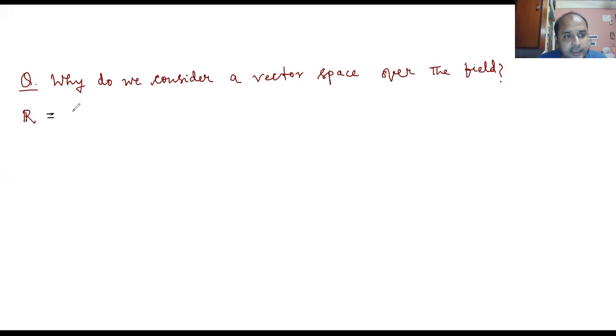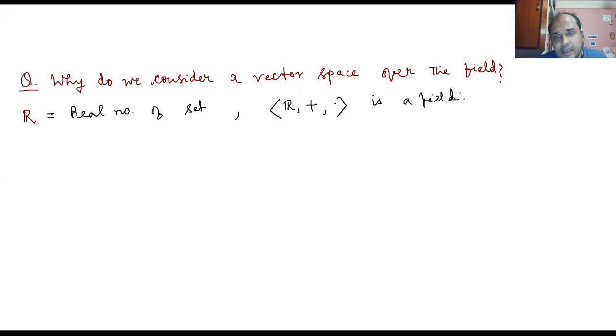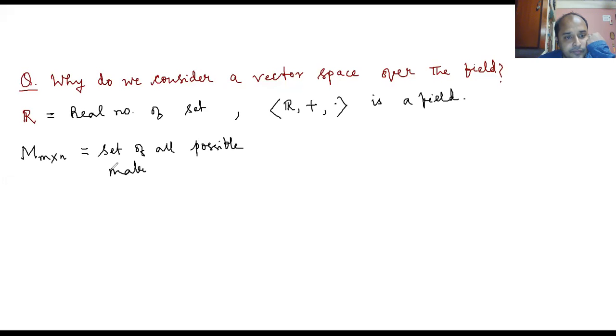If I consider the set of real numbers, we already know that the structure (R, +, ·) is a field. And if we consider the example M cross N, we know that it is the set of all possible matrices of order M cross N.